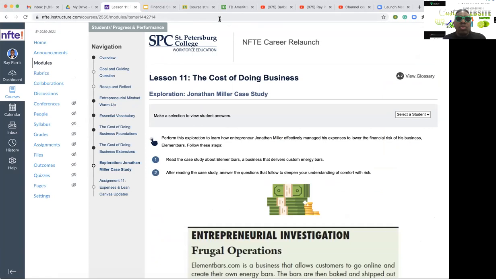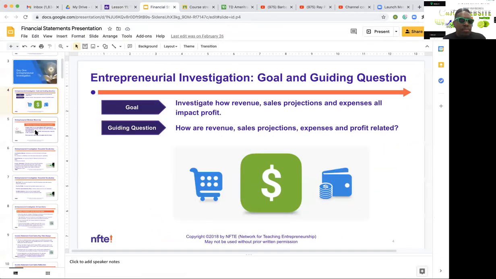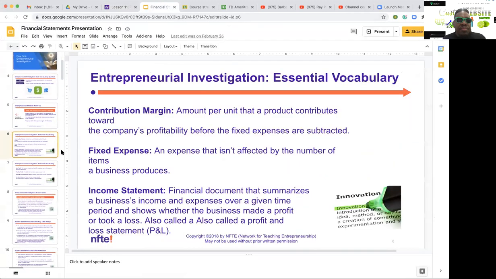Okay. So I'm going to go right over here and bring it back here to you guys. A key word when you start working on your slide deck: contribution margin is just profit. The amount per unit that a product contributes towards the company's profitability before fixed expenses are subtracted. Okay, so it's your profit. Fixed expense, we talked about that.